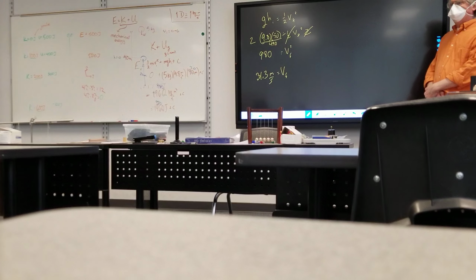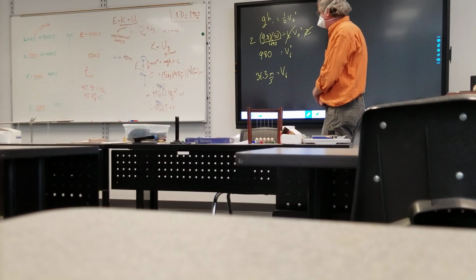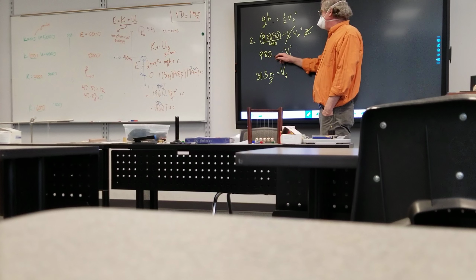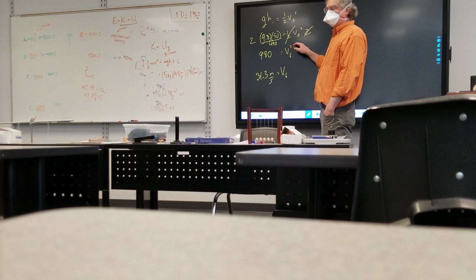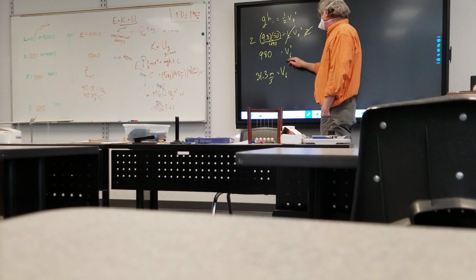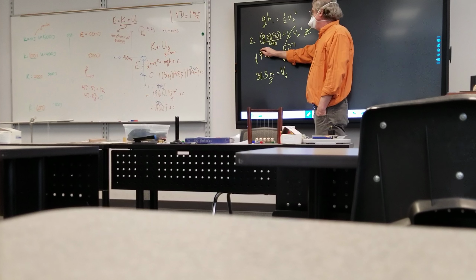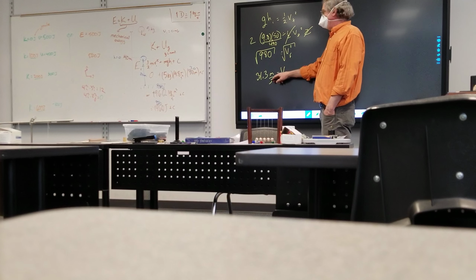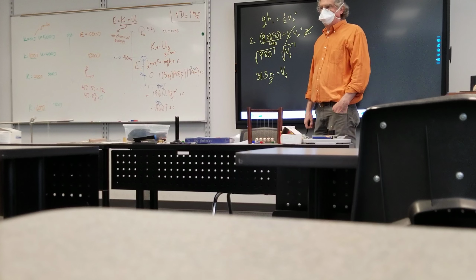What did you do to the 980 to get to 31.3? So 980 is the speed squared. We have to get rid of the square, and the way you undo a square is the square root. So if you take the square root of both sides, this just becomes VF, and that is 31.3.